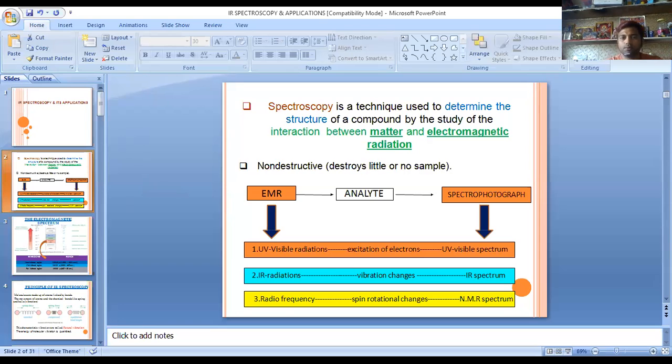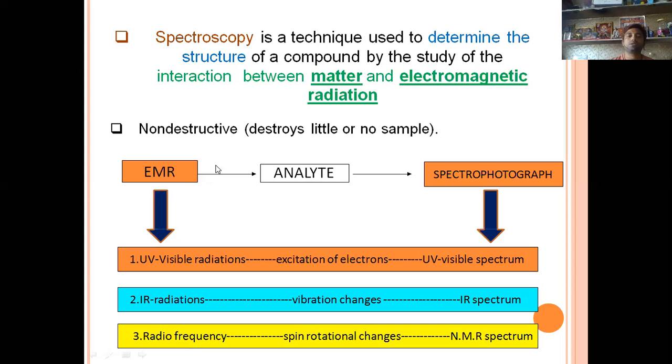We'll revise again. Spectroscopy is a technique used to determine the structure of a compound by the study of the interaction between matter and electromagnetic radiation. This term we already know. You can see here electromagnetic radiation in UV visible spectroscopy. What happens? There is excitation of electrons, and we get the UV visible spectrum.